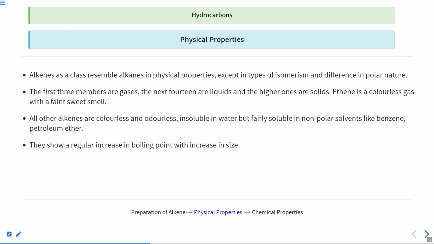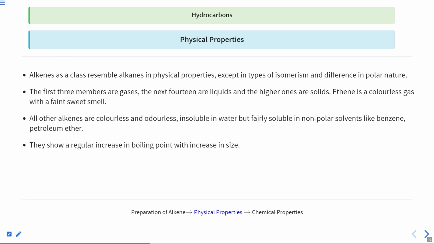Now, coming back to the physical properties. What are the physical properties? Alkenes as a class resemble alkanes in physical properties, except in the type of isomerism and difference in polar nature. There is some polarity in alkenes due to the double bond, but that does not affect the physical properties significantly. The isomerism is different. They can show cis-trans isomerism apart from structural isomerism like chain and position, and that is the additional point for the alkene.